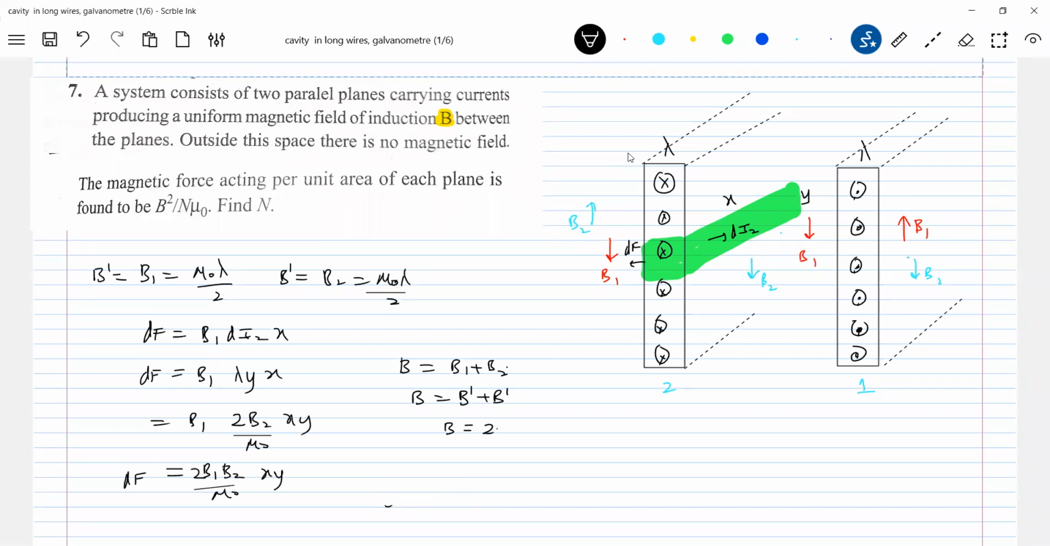So this should be 2B dash. So from the formula, dF by xy should be equal to 2B dash square by mu naught. B dash is what? B by 2 whole square. So this will become B square by 2 mu naught. Now try to see the data given. The net field between the plates is given, not the field produced by individual plates. Try to be careful here now.